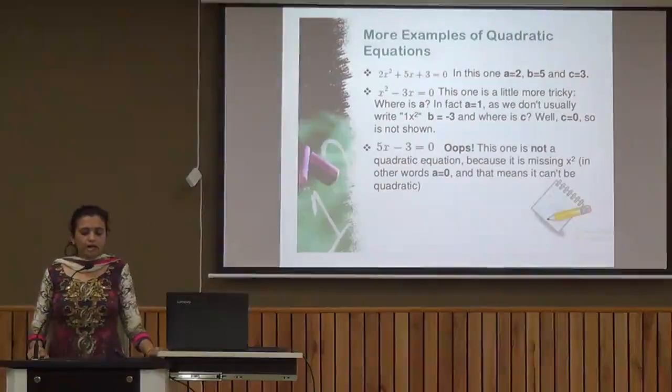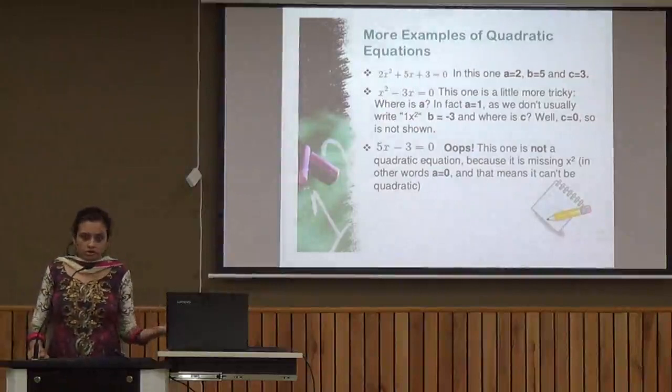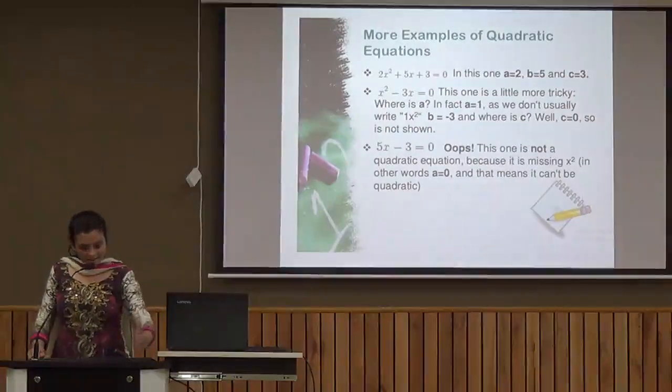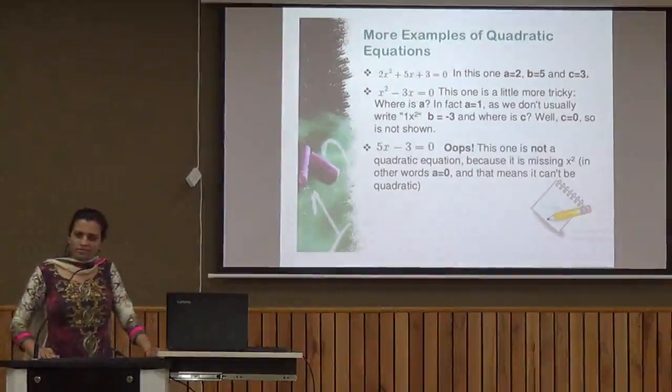It says x squared minus 3x is equal to 0. Now here we cannot see any constant. That means c is 0. And here with x squared, a is 1. What is the value of b? Minus 3. Let's read the text. This one is a little more tricky. Is it really tricky? Let's see.